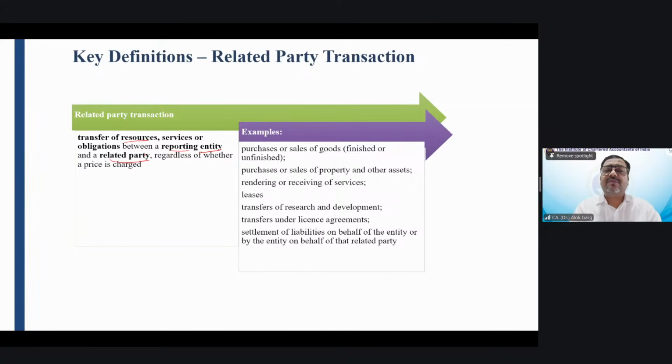So, transfer of resources, services or obligation between a reporting entity and a related party, regardless of whether a price is charged or not. Okay.